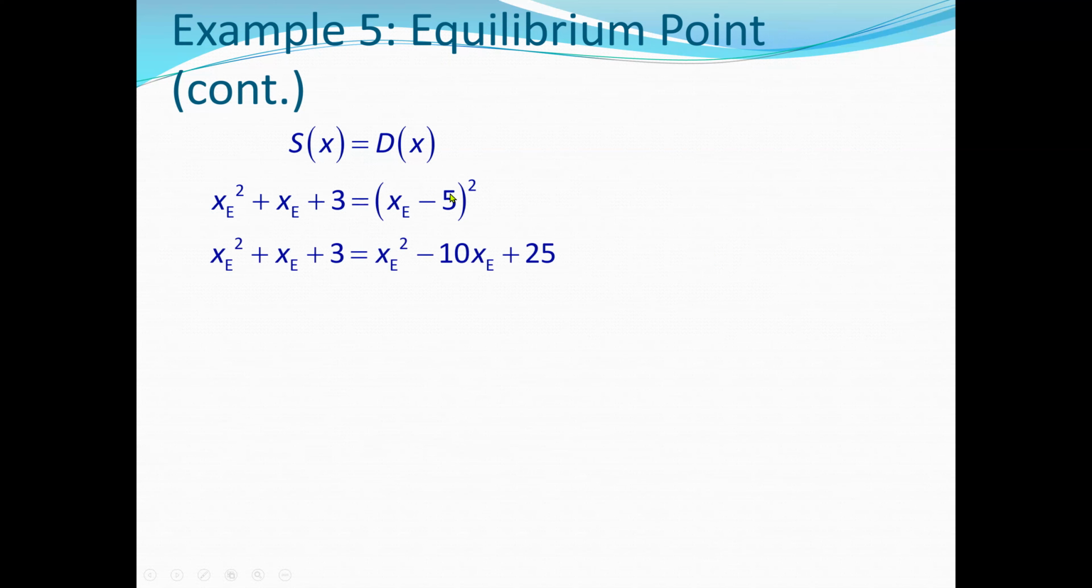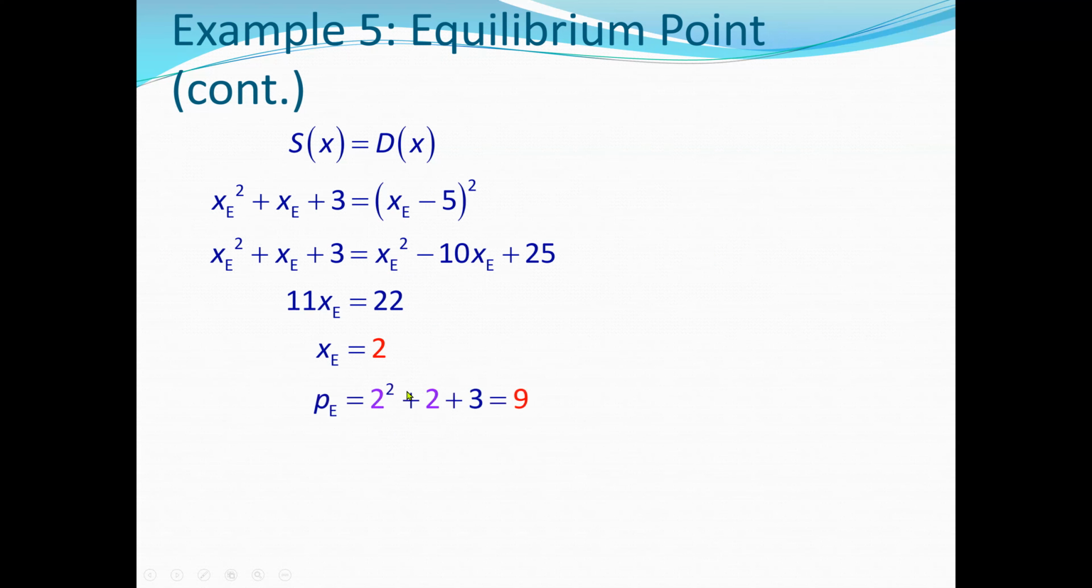We open the parentheses here, so we get S squared minus 10S plus 25. That's S minus 5 squared. Now we can combine the like terms and solve the equation. So here we get 11S equal to 22, and S will give us 2. So the equilibrium here will be 2.